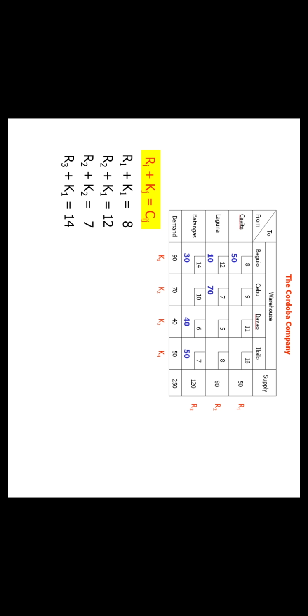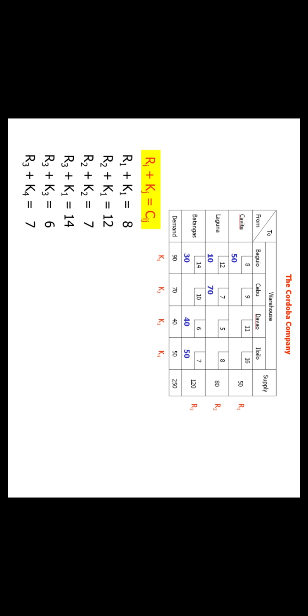Next is the used cell with the cost of 6. Row position is still at row 3 or R sub 3, and then column position is at column 3. So the resulting equation would be R sub 3 plus K sub 3 equal to 6. And then finally, we have the last used cell, the one with the cost of 7. Row position is still at row 3. Column position is now at column 4. So the resulting equation would be R sub 3 plus K sub 4 equal to 7.